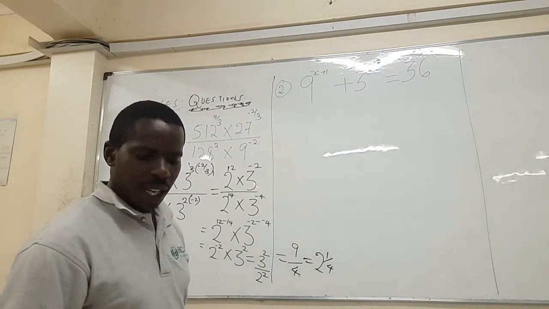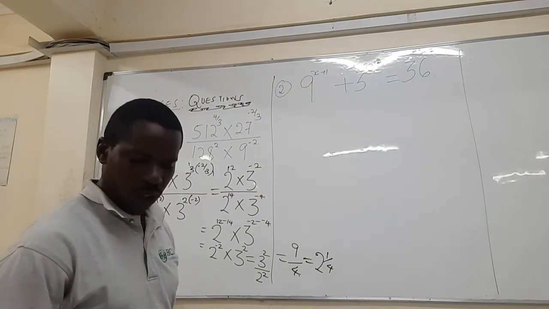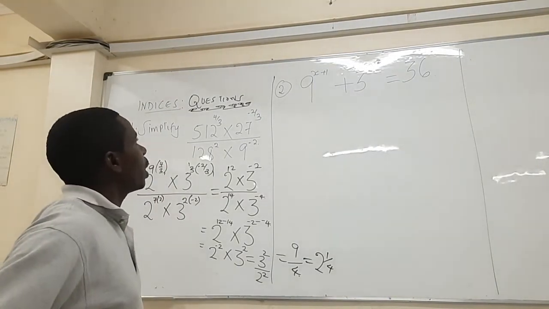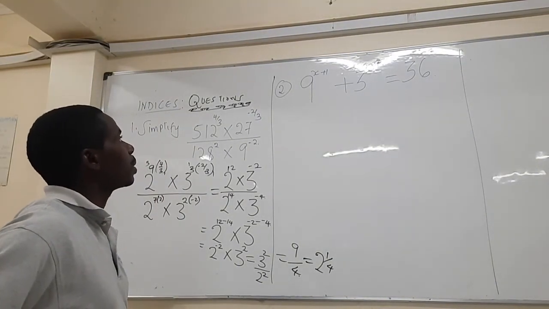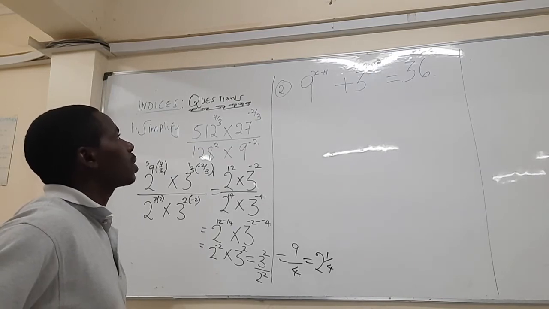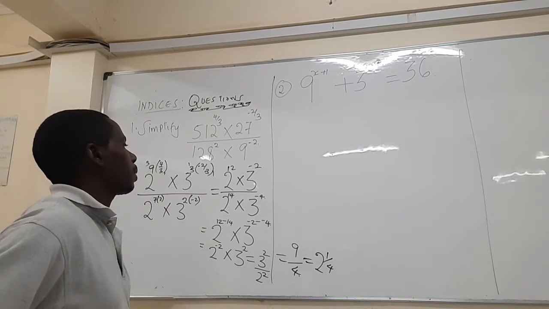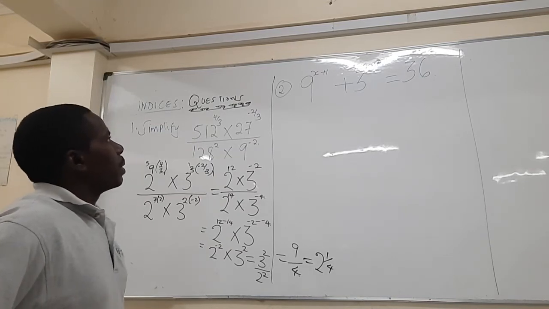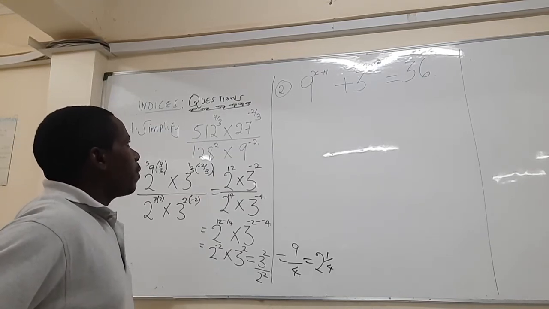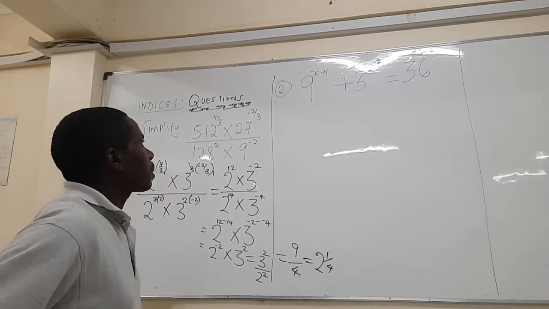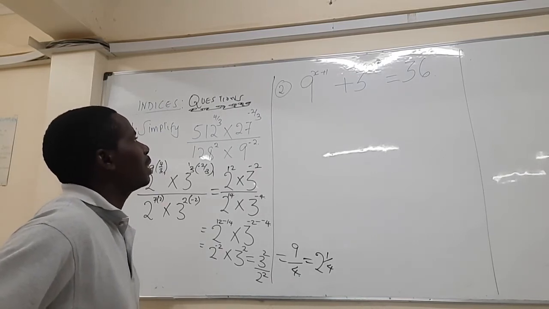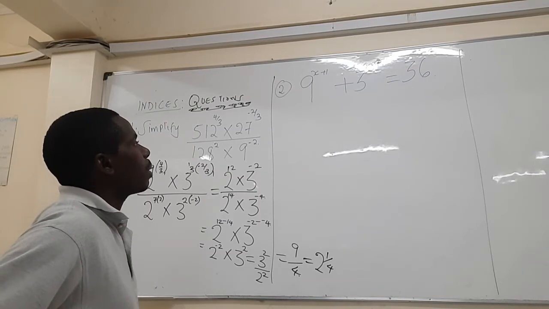Good. Let's look at the next question on the board. We have 9 power x plus 1 plus 3 power 2x plus 1 is equal to 36. Well, when you look at our question here, we have 9 power x plus 1 plus 3 power 2x plus 1.